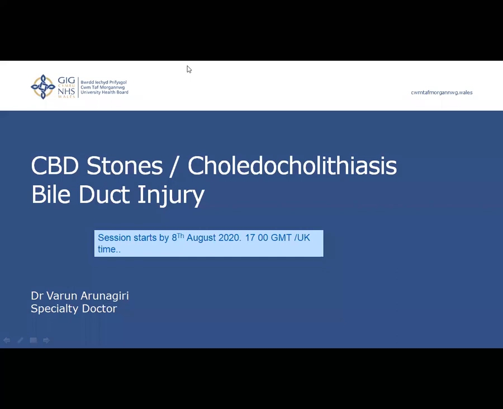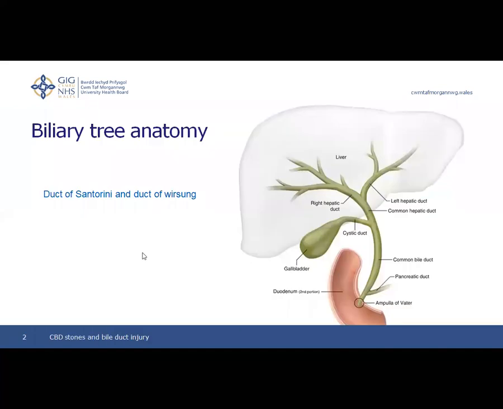Welcome, guys, and I would like to start this session with a bit of anatomy and physiology for the people who are fresh to these things. Coming on to the first slide, just a bit of anatomy about the biliary tree. When we deal with the common bile duct stone, definitely we have to know about the common bile duct and the biliary tree anatomy.